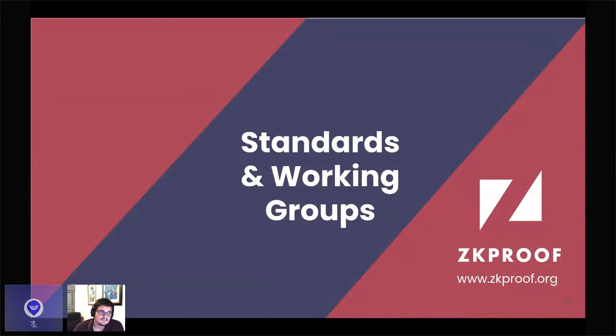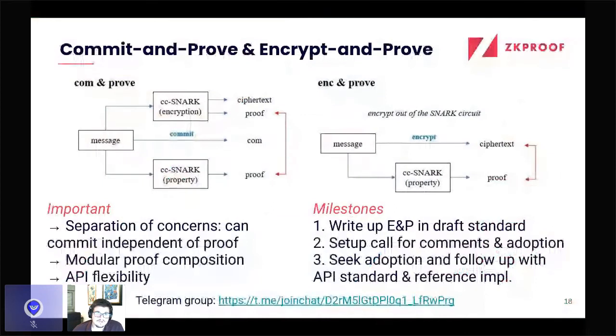So let's dive a little bit more into the actual standards and working groups. I will start by talking about Commit and Prove and Encrypt and Prove. You may be familiar with these concepts, but I'm going to take some time to explain them. Commit and Prove and Encrypt and Prove are basically two specific instantiations of a more generic concept, which is the idea of separating proof statements that are usable.